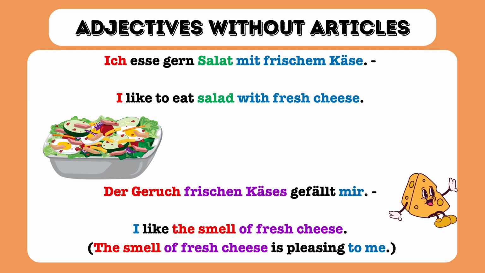Der Geruch frischen Käses gefällt mir. I like the smell of fresh cheese. Der Geruch is our subject. The genitive case shows us to whom this smell belongs, in this case, to the cheese. Frischen has an N at the end of it for the genitive form without an article. Käses still has that S at the end. Der Geruch frischen Käses gefällt mir.